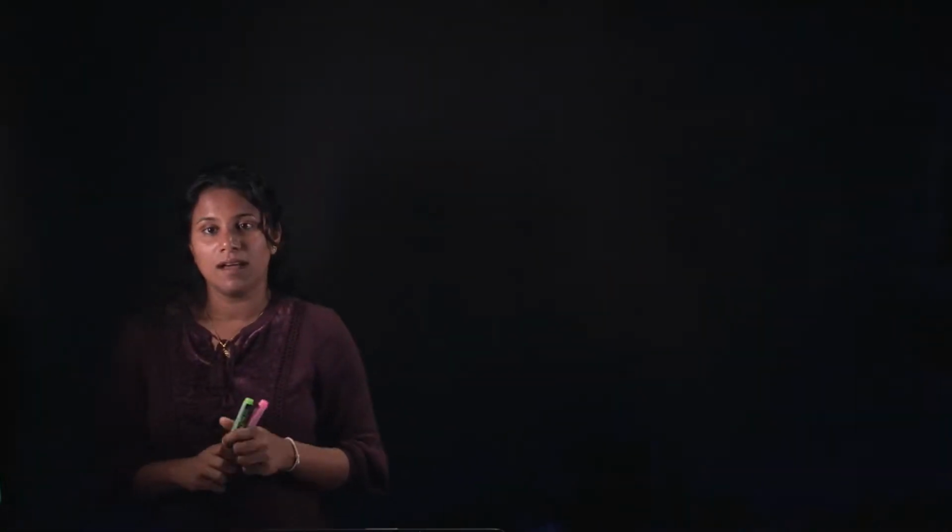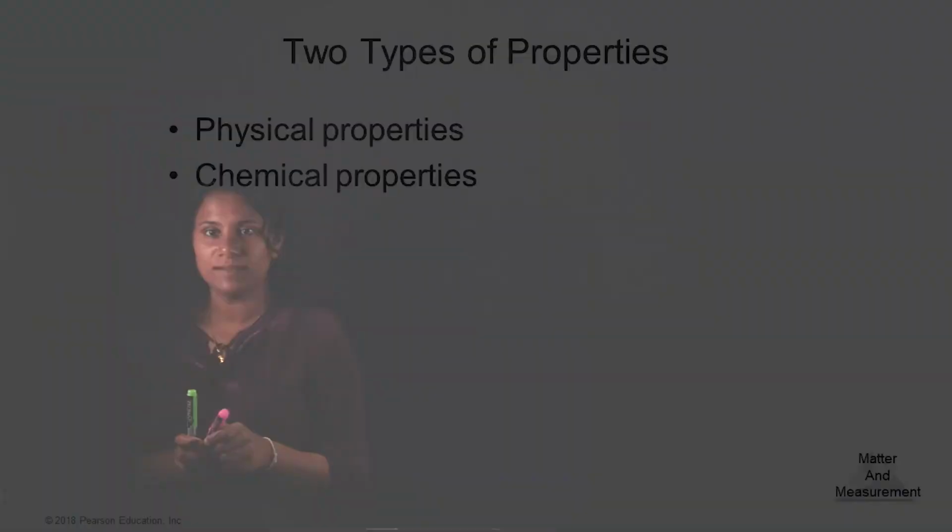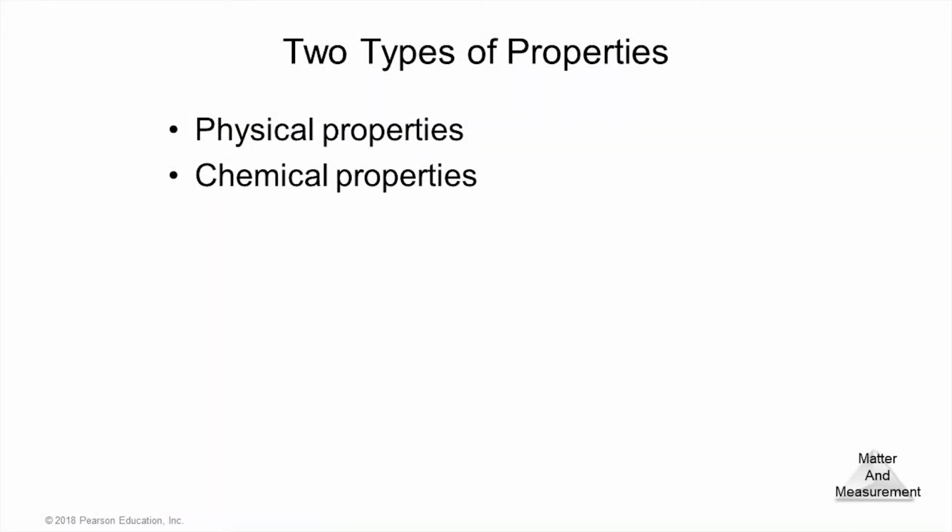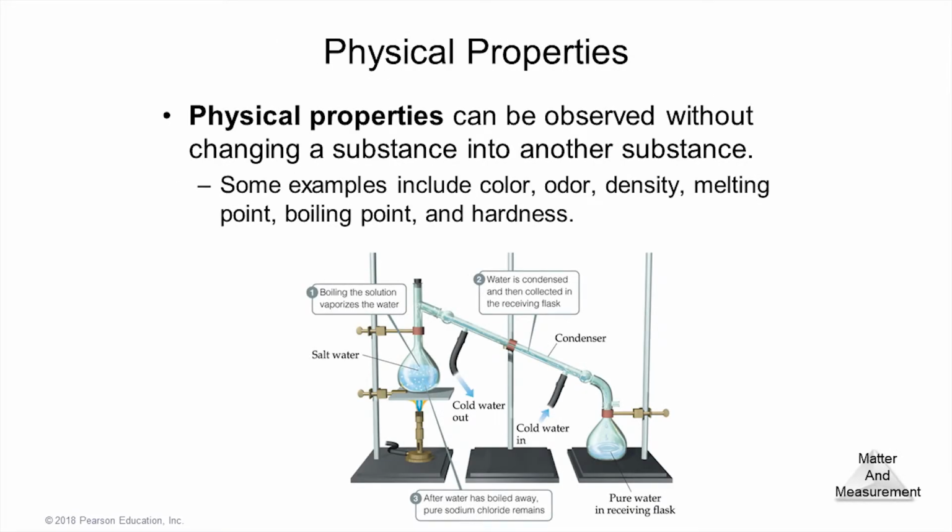Now we are discussing the types of properties. There are mainly 2 types of properties, physical property and chemical property, and I'm also going to discuss intensive property and extensive property. What is a physical property? A physical property is a property that you can observe without changing that substance into another substance. Examples of physical properties: boiling point, melting point, mass. So those are the physical properties.